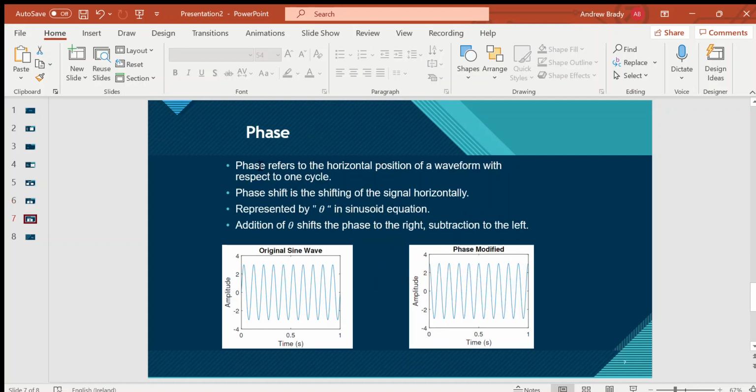The phase refers to the horizontal position of a waveform with respect to one cycle. Phase shift is the shifting of the signal horizontally. It's represented by phi in the sinusoid equation, and the addition of phi shifts the phase to the right and the subtraction to the left. And once again, this is a modified phase here, so this is phase shifted on the right, and this is the original sine wave.